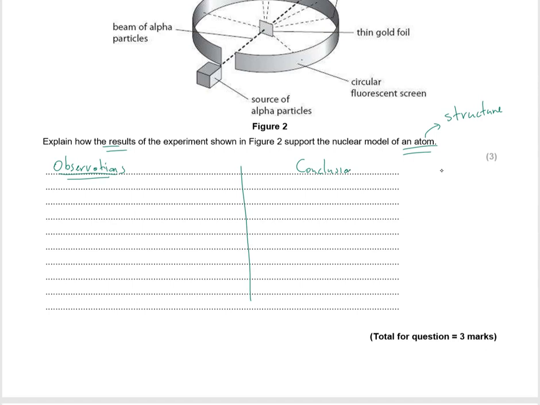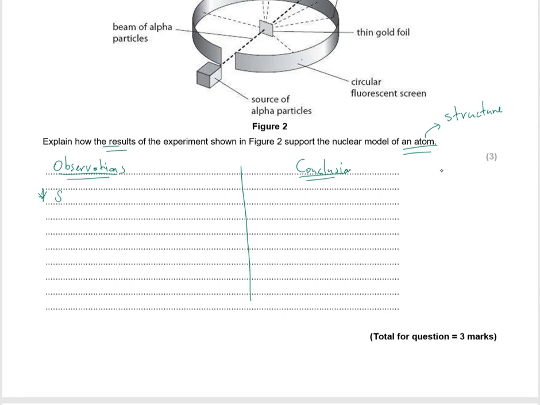Conclusions. So this is worth 3 marks. Ideally, I would like this to be 4 marks because we have 2 observations and 2 conclusions, but unfortunately, it's 3 marks here. So we need to be careful how we get that. We need to mention all 4 points to get 3 marks.